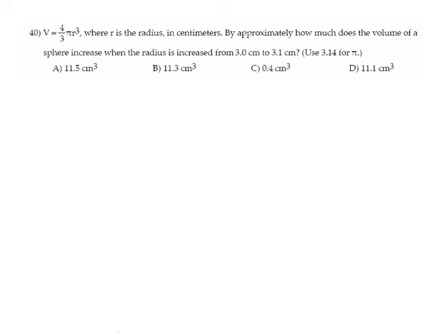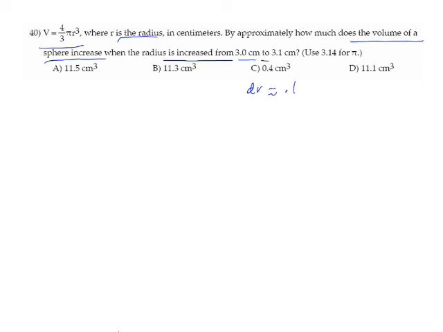We have a sphere with a volume of 4/3 pi r cubed, where r is the radius. The question is approximately how much does the volume of a sphere increase when the radius is increased from 3 to 3.1 centimeters. Here dr is approximately equal to 0.1.